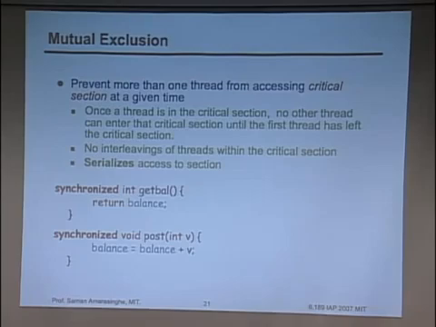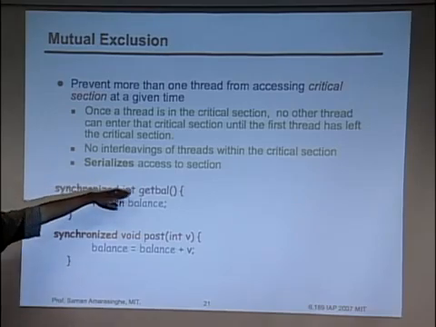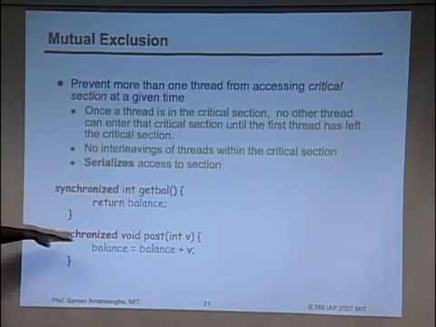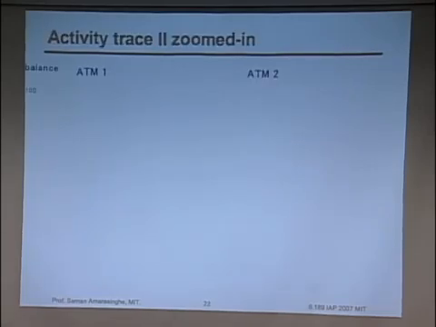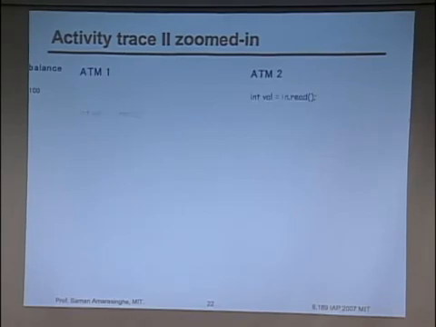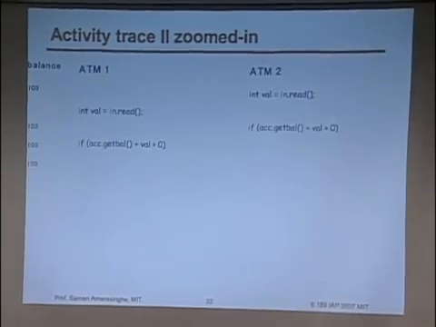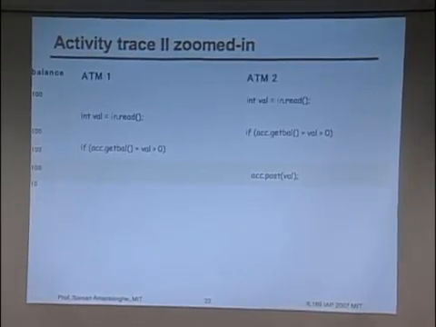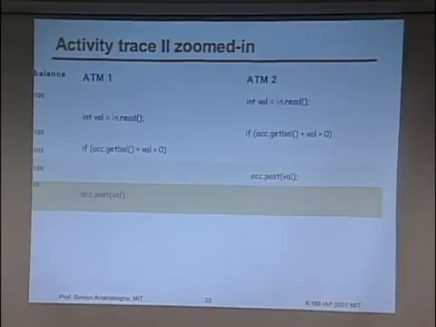So the way to do this in Java is this notion of critical section. A critical section is where only one thread can be in it at a given time. The way you can do it in Java is you can put synchronized in front of the method. When you do that, only one thread can be executing that method at a given time. So here I will say get balance and post are synchronized. You read, no problem, you can do this in parallel. And then the first account post and this account post.